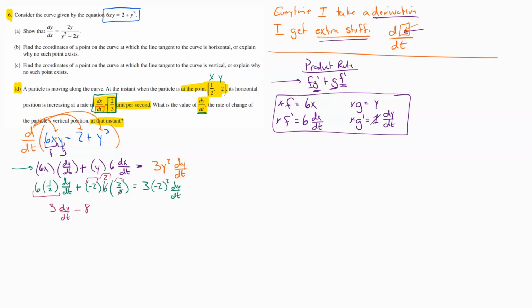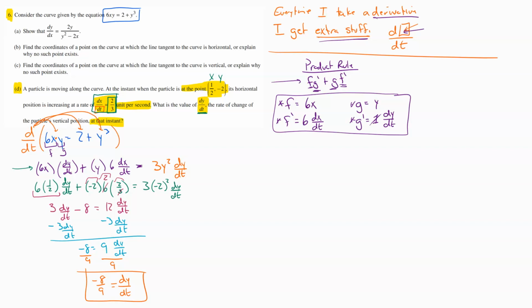That's going to be a negative 8 equals negative 2 squared is 4. 4 times 3 is 12 dy/dt. And we're just doing normal algebra here. So I'm going to bring those dy/dt's together. Because they're like terms, pull that 3 over to the other side, and we get negative 8 equals 12 minus 3 is 9 dy/dt. And then our last move was we would just go ahead and divide by 9, and we end up with dy/dt equals negative 8 over 9. And that'll be our final answer for this, negative 8 over 9 is what dy/dt equals.